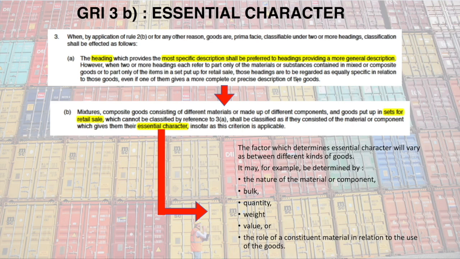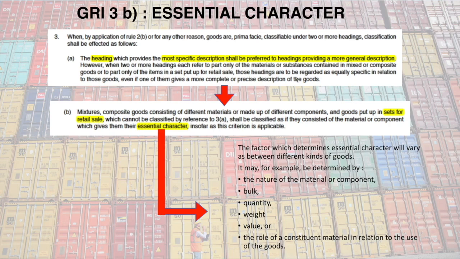This letter B of rule 3 offers to resolve this classification dilemma between two or more headings using the essential character principle, which at first may seem a bit subjective since it sounds very philosophical, ethereal, but to avoid this subjectivity, the customs authority has established more practical and real criteria. Sometimes this essential character is based on the importance of one of the constituent materials of the mixed product or of the articles that compose it.